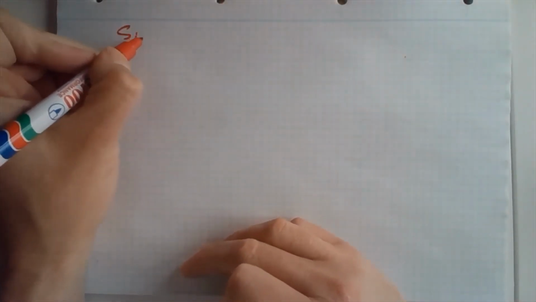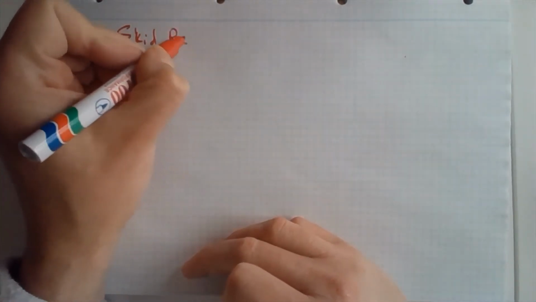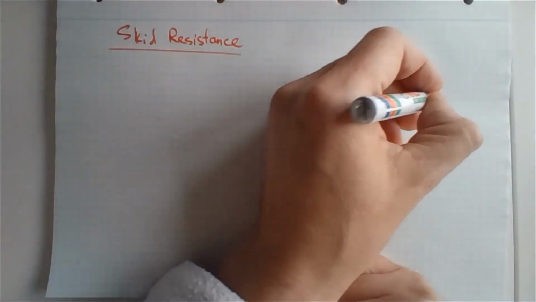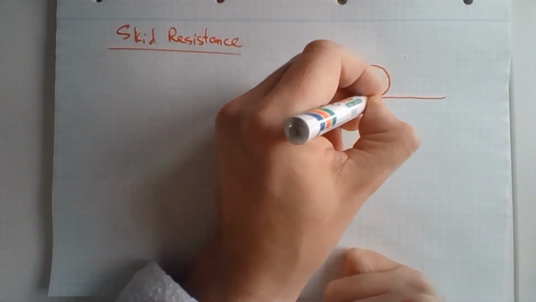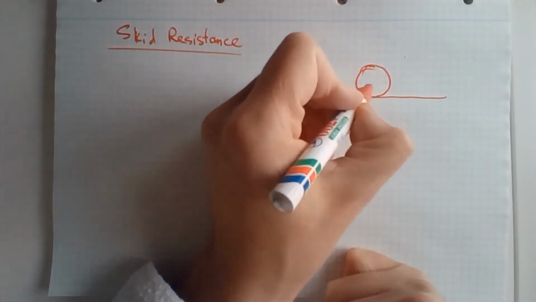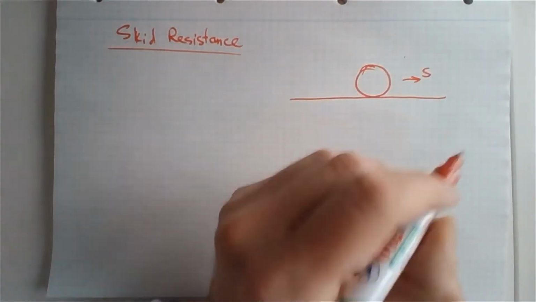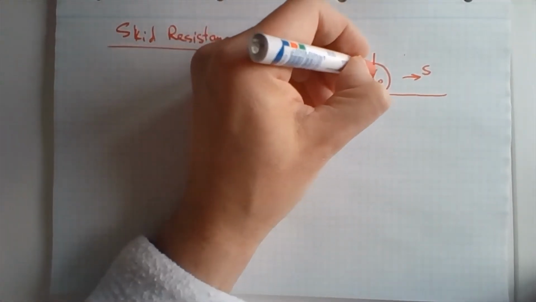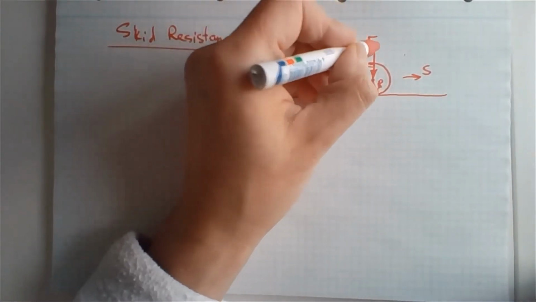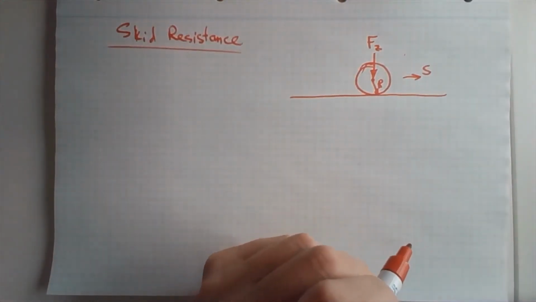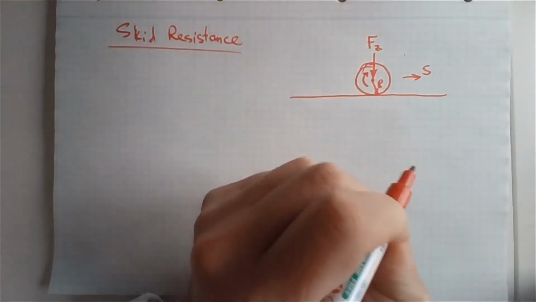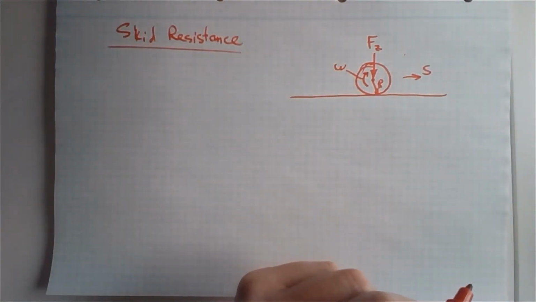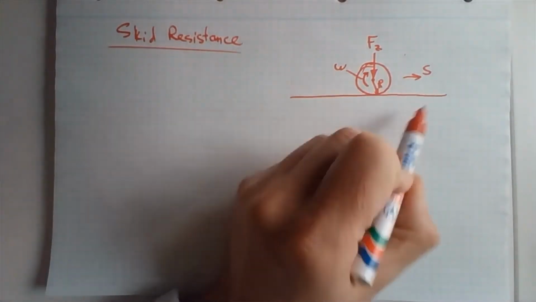Talk about the skid resistance. This is another distress that does not appear in the IRI, in the PCI method. So we have a wheel that is moving forward with a speed S, and it has a radius R, and it carries a vertical load Fz. The wheel is moving forward and it has an angular velocity omega. So this is the situation.